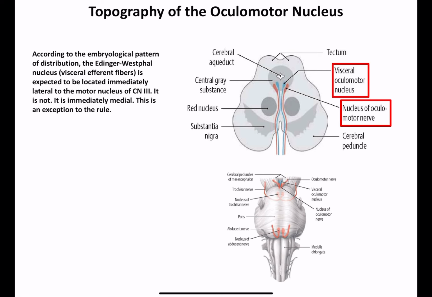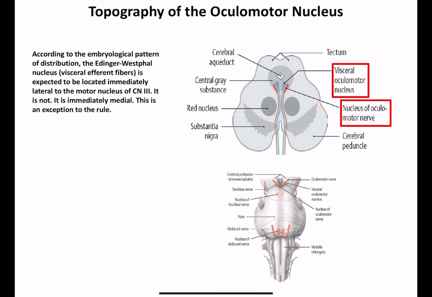And then what happens, because of the embryological pattern, how these things develop, right? Edinger-Westphal is what? It's a visceral efferent fiber. Why visceral? Well, it's trying to do a parasympathetic job on a gland, so it's a visceral thing. And it's an efferent fiber because it brings the orders to the gland to do something. And then it's supposed to be located immediately lateral to the motor nucleus. This comes from the very first slide, where it talks about where the columns are, right? So the rule is supposed to be like that. But it's not lateral to the motor nucleus of 3, it's immediately medial. So this is sort of an exception to the rule.